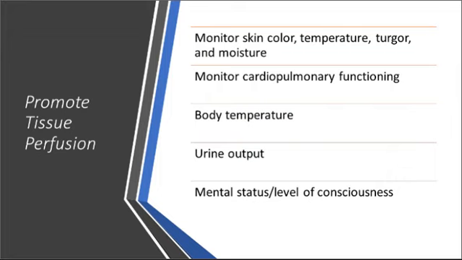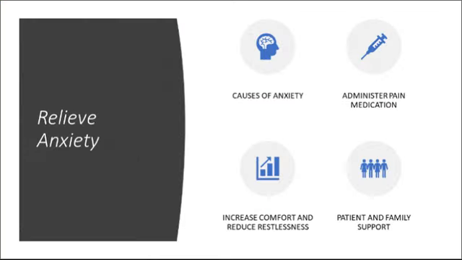Promote tissue perfusion. Their skin color, turgor, this is everything you're assessing. You're again watching their blood pressure, respirations, lung sounds, pulse oximetry. You're assessing their peripheral pulses, looking for jugular vein distension, their CVPs, their body temperature, making sure they're warm enough, not too hot. The mental status, because they're perfusing everything in their body.